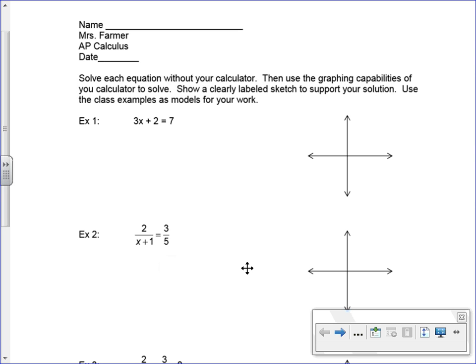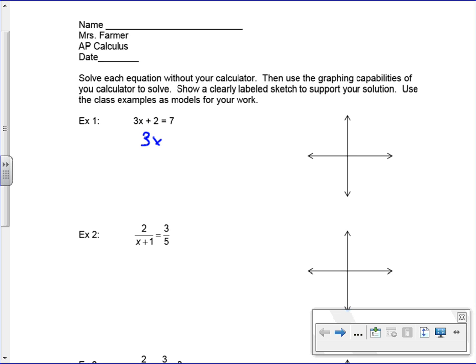Alright, ladies, here are your examples of how to solve equations. I'll do examples without the calculator, that is analytically, and then we're going to have to use the calculator to find things. So example one is super easy. Most of you won't even show any work when you do this.